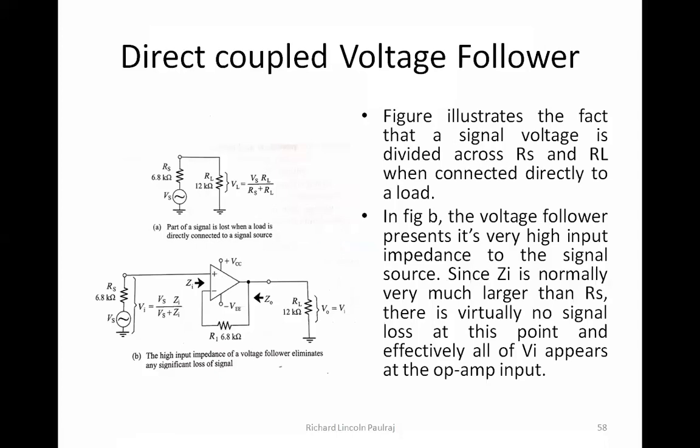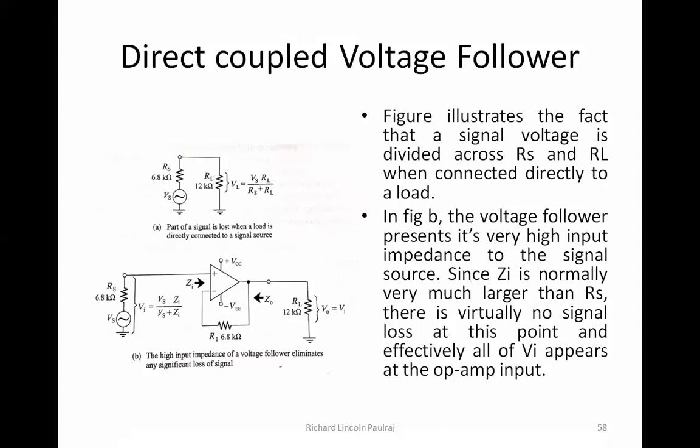Now let us see this circuit here, which is a direct coupled voltage follower. I have two sections here, figure A and figure B. Figure A is only referring to the source, the signal voltage source, and then it has a series resistance RS, and then it has a load resistance RL. So RS is about 6.8 kilo ohms and RL is about 12 kilo ohms.